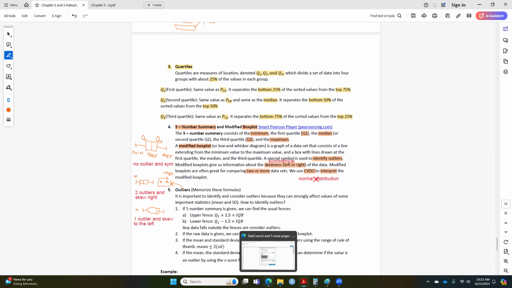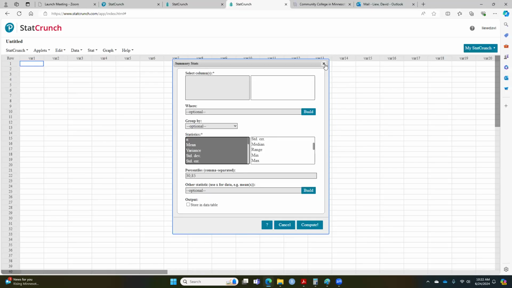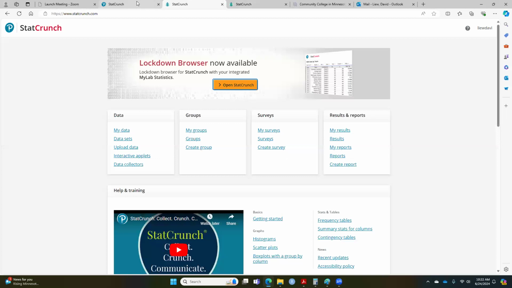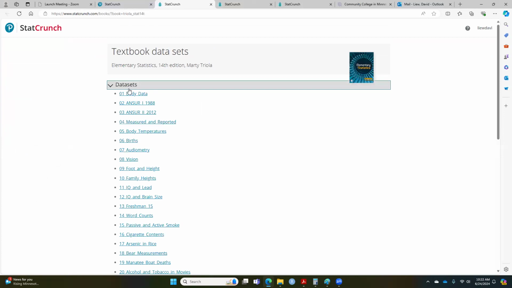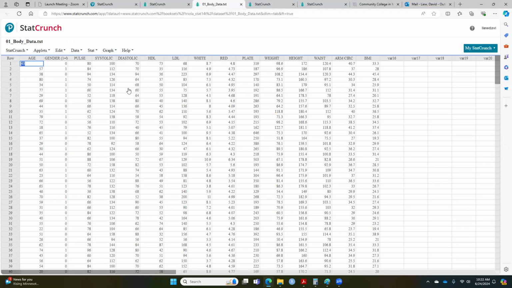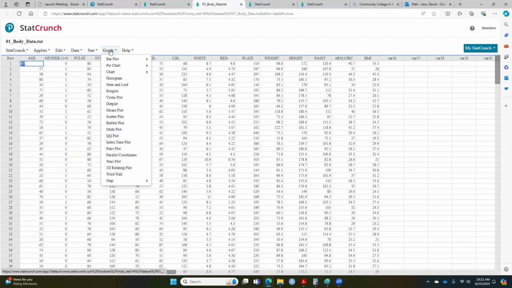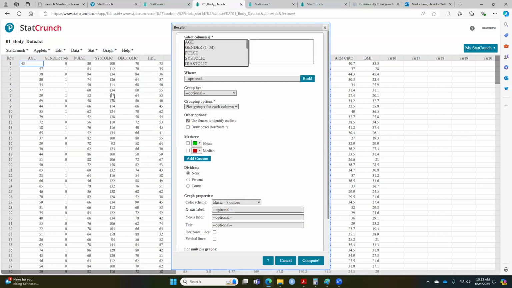So how do you draw a box plot? Let me show you. Because I don't have any data, I'm going to get a data set here. I'm just using the first body data set. You go under Graph, and then you go under Box Plot. When you go to Box Plot, you pick variables. Again, you can do multiple. I'm going to do, let me see, the weight. I don't know, maybe do BMI. I just pick one. And then you hit Compute.